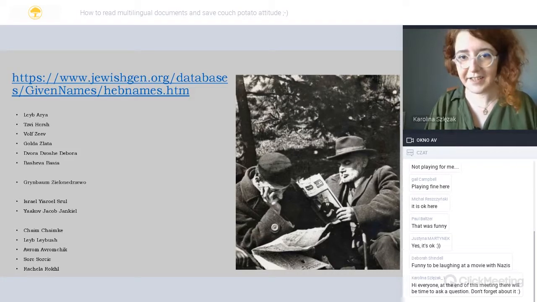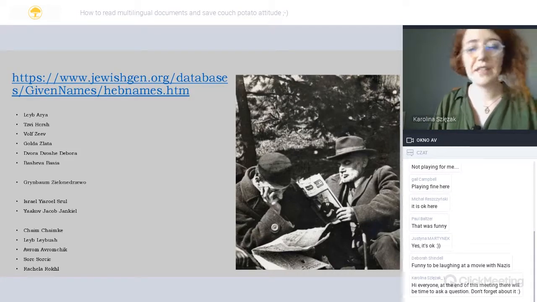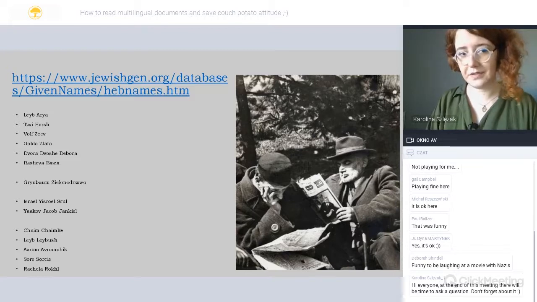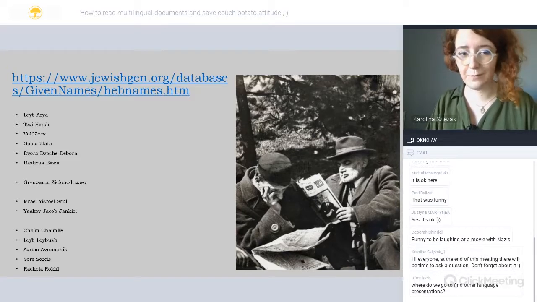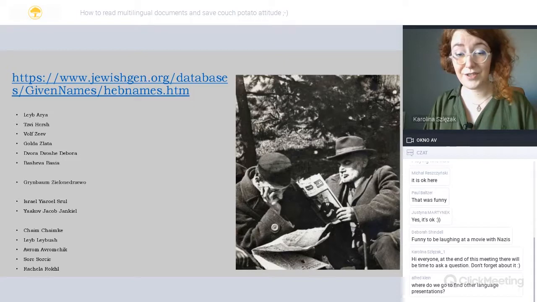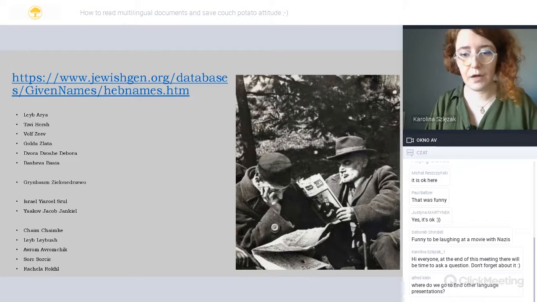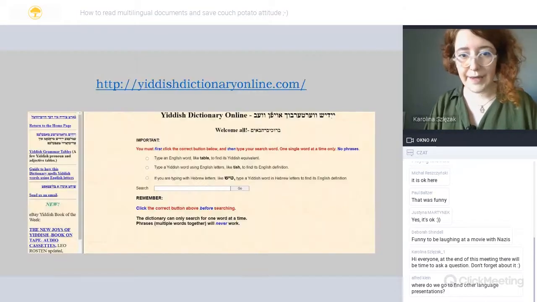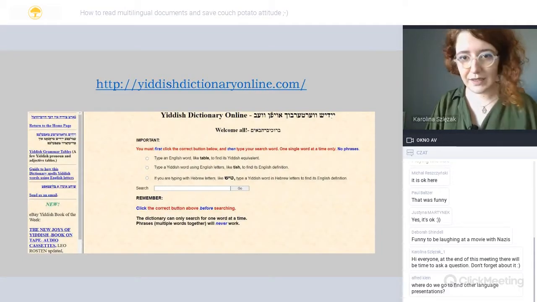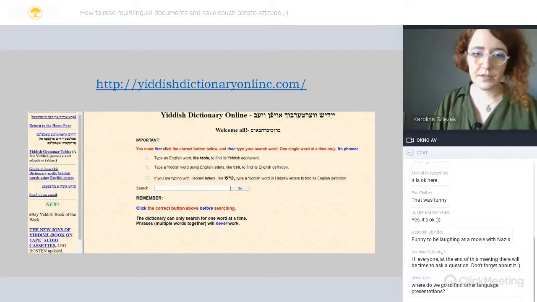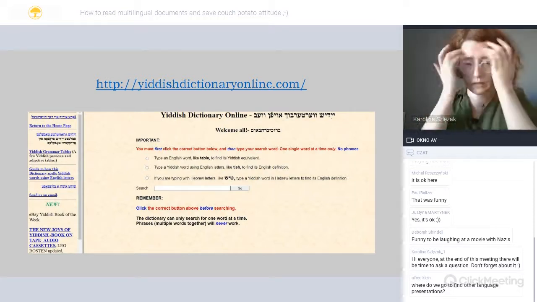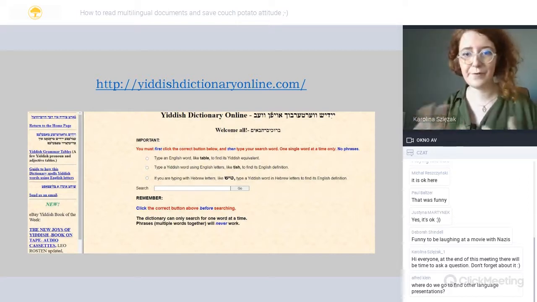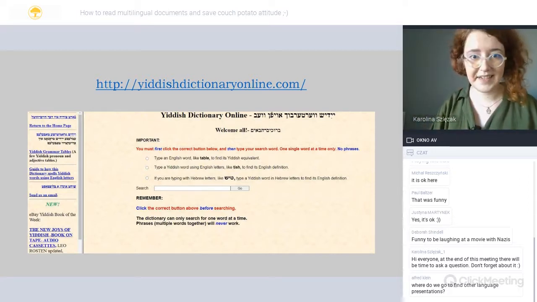And here, when we go to the Yiddish and Hebrew names, there is a JewishGen database with language tools that I would really recommend to check. And there is also another Yiddish online tool, which is Yiddish Dictionary Online. This is a very simple website design, let's say.